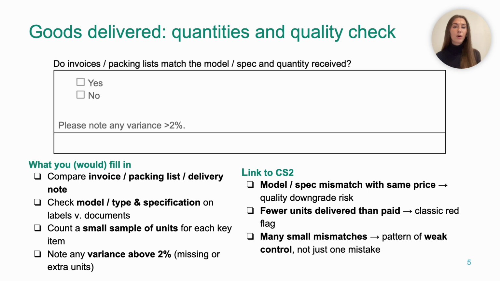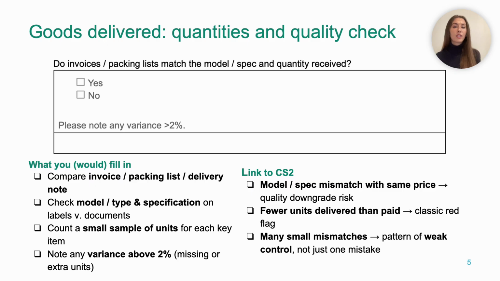So in practice, you as monitors do 4 simple things here. You put the invoice, the packing list, and the delivery note side by side. You make sure to look at the model or type and the specification on the labels of the items. So for example, laptop model X123, 16GB RAM, or fridge model A with energy label A+++.